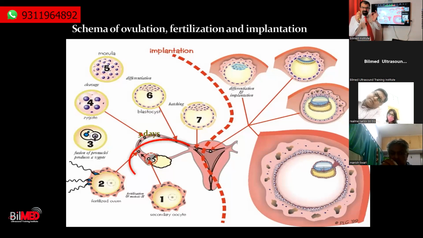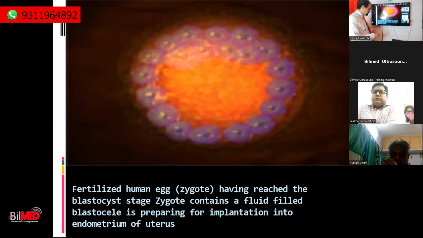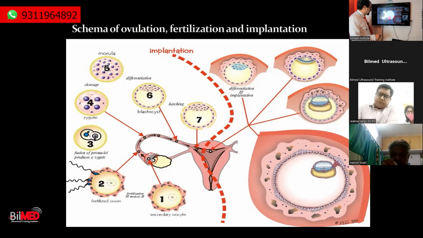It means that the fertilized ova is taking about 3 to 5 days to travel the whole length of the fallopian tube to drop into the endometrial cavity. Next. Okay, now it has dropped into the endometrial cavity.